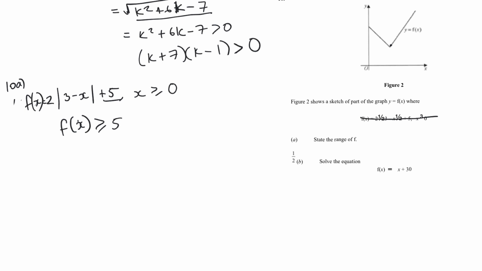And then for part B, it says solve the equation. So the equation is not that. The other equation here is, actually, no, it is quite clear. So it's f of x is equal to half x plus 30. Just ignore the half here.